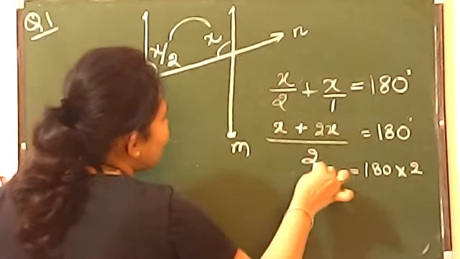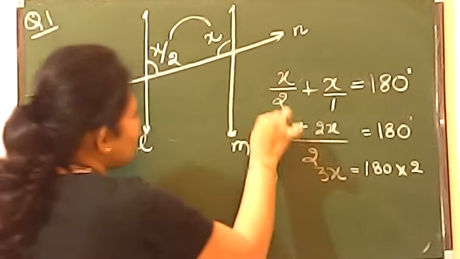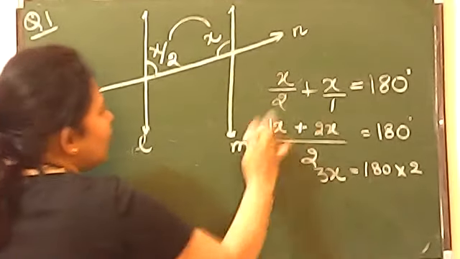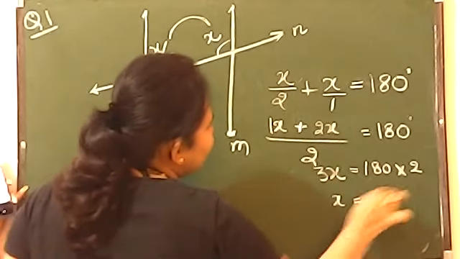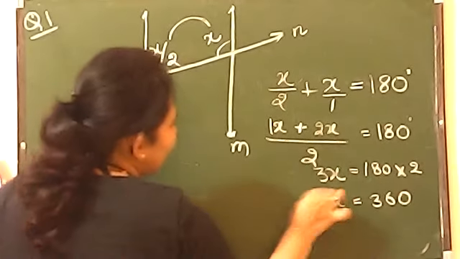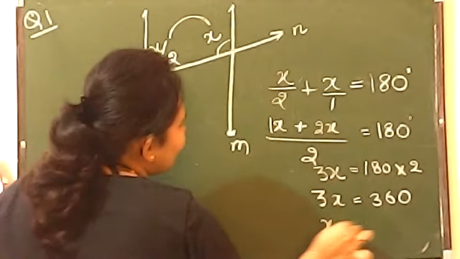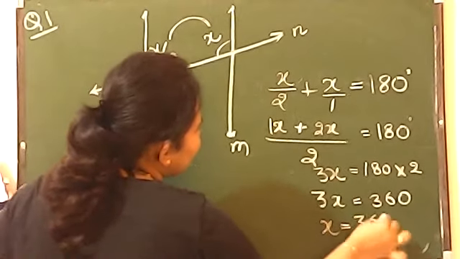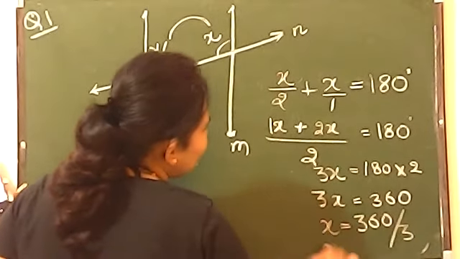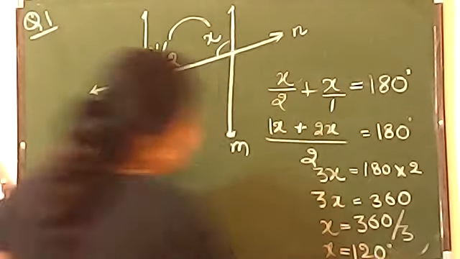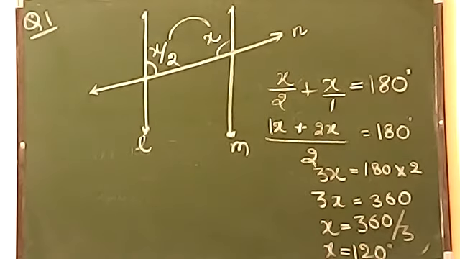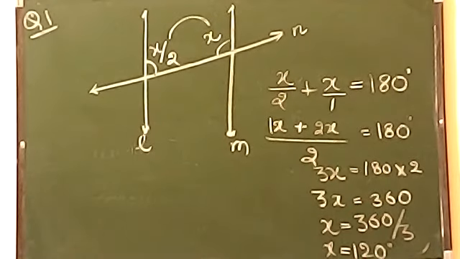x और 2x मिलाकर कितना हो जाएगा बेटा 3x, because x means 1x. 1x and 2x मिलाकर हो गया 3x. Now you will get it here 360 as 3x. Now x की वैल्यू आ जाएगी 360 divided by 3, which will give you as 120 degree. The value of x you will get it as 120 degree.